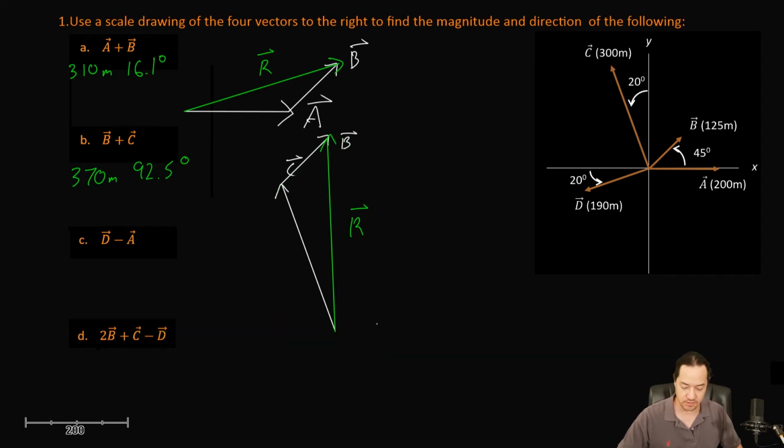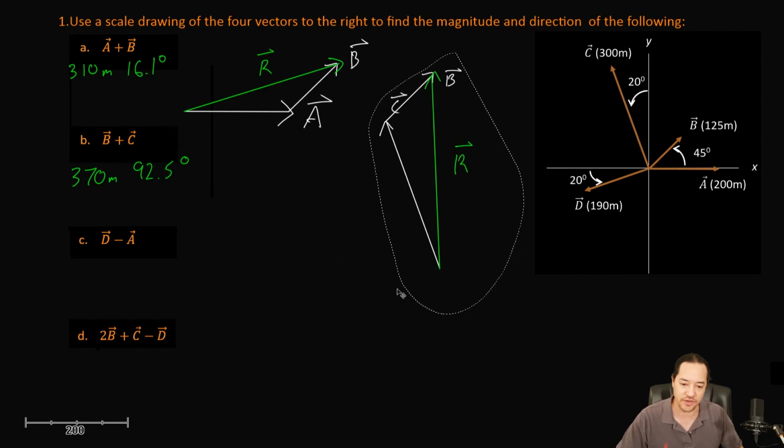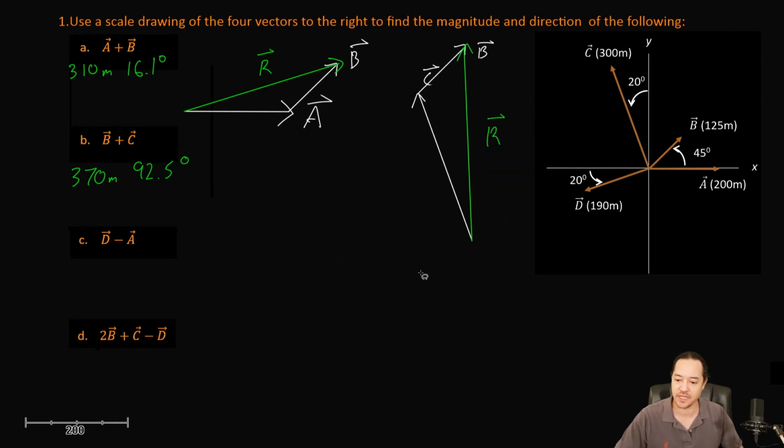Let me select this real quick and just tuck it out of the way so we have more room to draw other vectors, right? Okay, now for part C, we have D minus A, vector D minus vector A. So let's draw out vector D first. And that's going to be something like this.